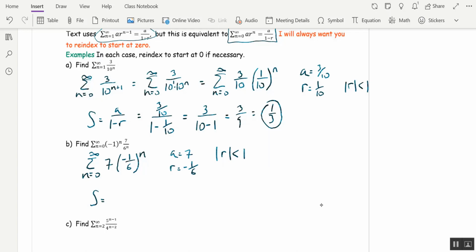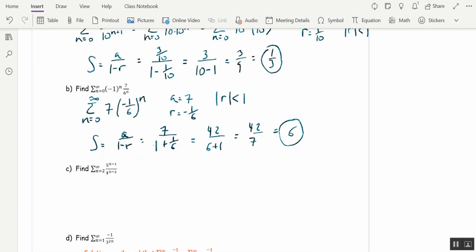So s is a over 1 minus r, which is 7 over 1 plus 1/6, because it's minus a negative 1/6. Multiply by 6 over 6. That will clear your denominators. On top, you get 42. And on the bottom, you get 6 plus 1, which is 7. 42 over 7 is 6.